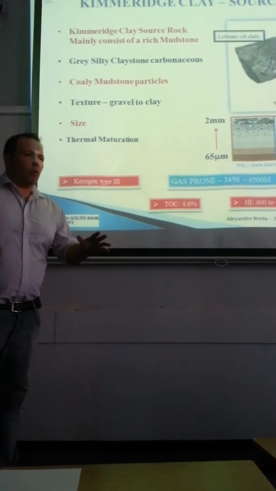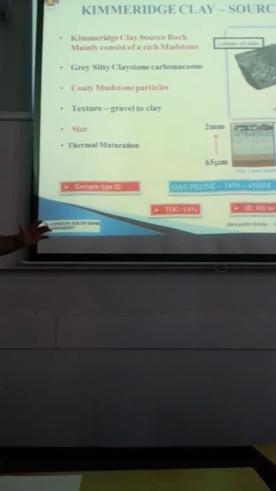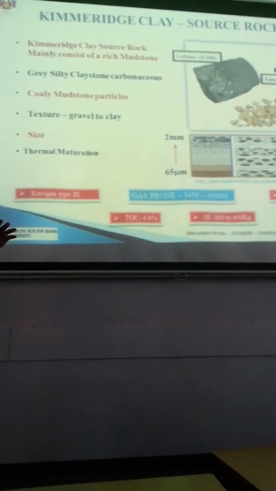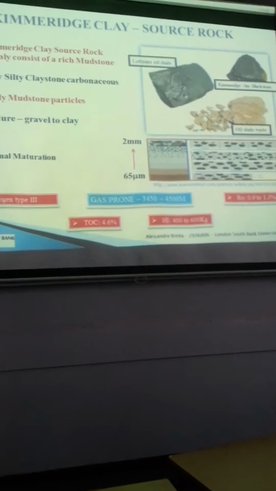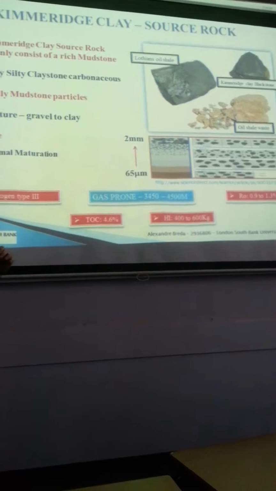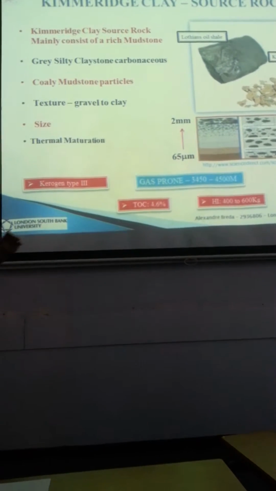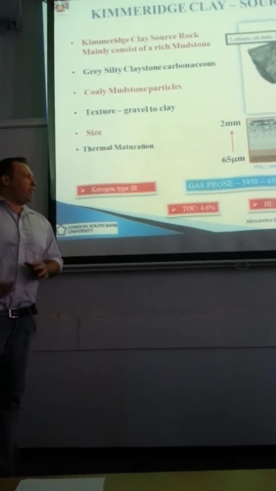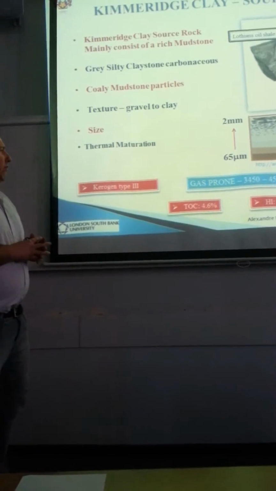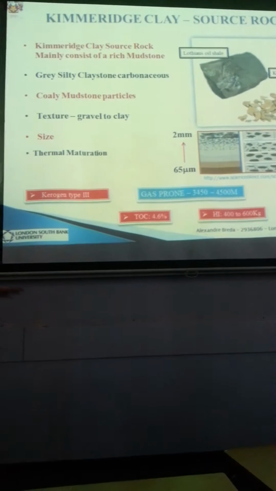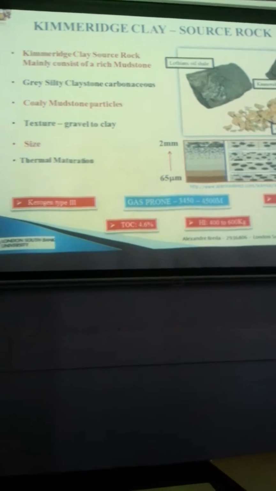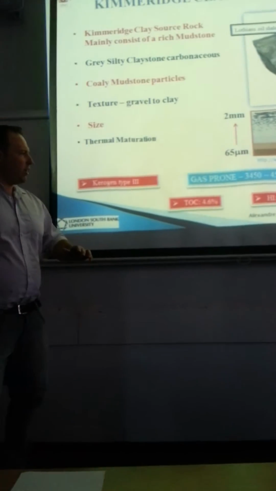Cambridge clay is the main source rock in the area and can be classified as a rich dark gray claystone, carbonaceous, and stripe of limestone. Its grain size can be described as 2 millimeters in diameter and greater than 65 micrometers of quartz, feldspar, and mica. The thermal maturation consists of a kerogen type 3 with a total organic carbon of 4.6%.